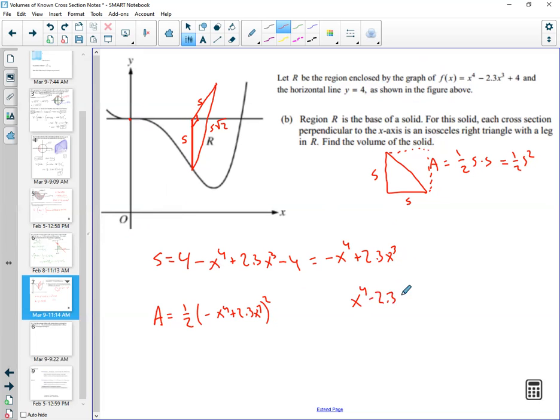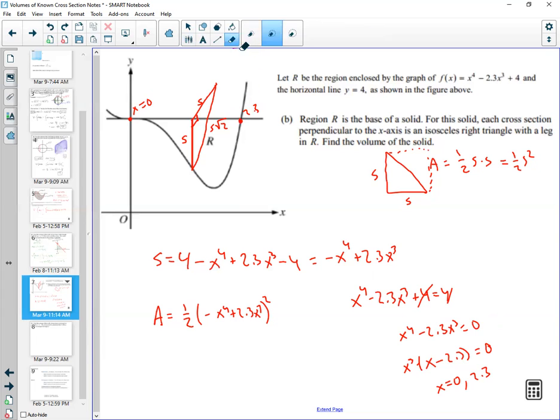x to the 4th minus 2.3x cubed plus 4 equals 4. I subtract 4 from both sides and those go away. So I'm left with x to the 4th minus 2.3x cubed equals 0. Factor x cubed out of all of it. So I get x cubed times x minus 2.3 equals 0, which tells me that my two zeros are 0 and 2.3. This point is 0, and this has got to be 2.3. That's the only other point of intersection of these two things.